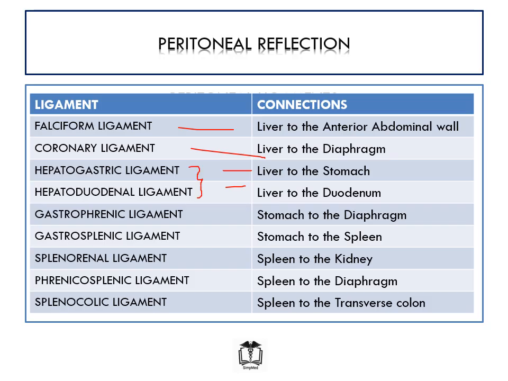The gastrophrenic ligament connects the stomach to the diaphragm. The gastrosplenic connects the stomach to the spleen. The splenorenal ligament connects the spleen to the kidneys. The phrenicosplenic ligament connects the spleen to the diaphragm. And then the splenocolic ligament connects the spleen to the transverse colon.